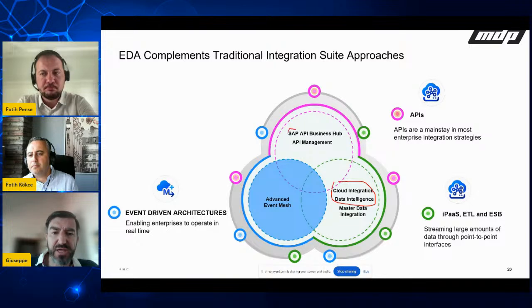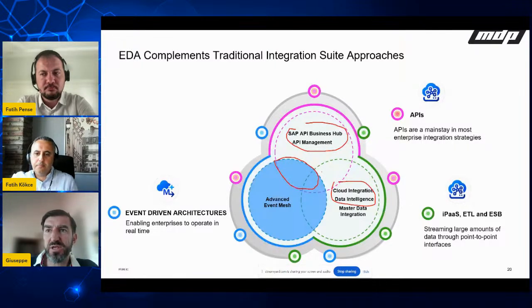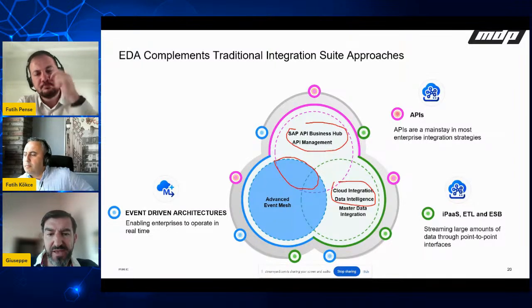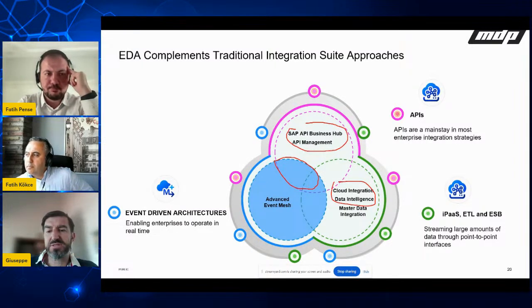APIs are there to stay, so you still want APIs. But what Advanced Event Mesh and EDA can do is make these APIs asynchronous instead of synchronous. In other words, I don't need to keep asking the API for data. The API will be triggered only when that event happens. So there's a nice overlap of using EDA with APIs, because the APIs become asynchronous and the whole architecture becomes a lot faster.